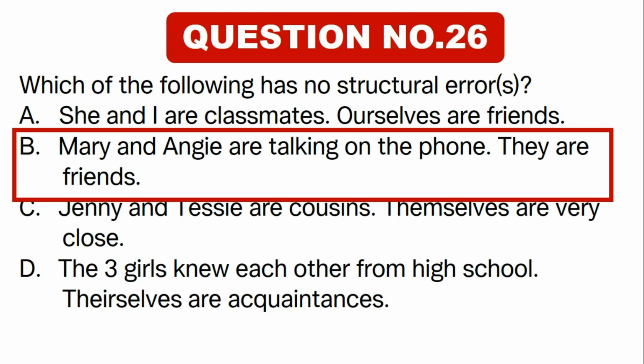Option C, Jenny and Tessie are cousins. Themselves are very close. So they are very close. And option D, the three girls knew each other from high school. Themselves are acquaintances. No, they are acquaintances. So the correct answer is letter B. It has no structural error. Mary and Angie are talking on the phone. They are friends.